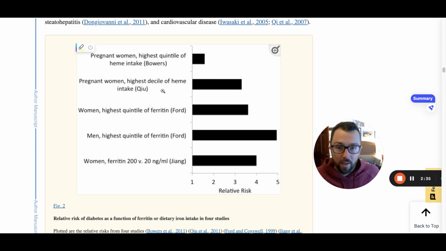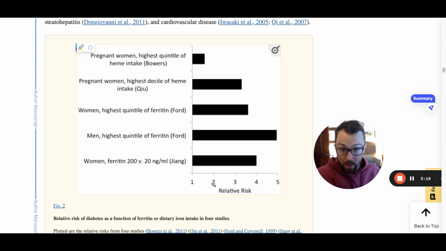Another study found that the same metric, right, in those pregnant women with the highest decile, so instead of a quarter, it's the highest tenth of women with iron intake, have a 3 times as likely chance of developing diabetes. Women with high ferritin, 4 times as likely. Men with high ferritin, 5 times as likely to develop diabetes. And then women with the high-end range of ferritin versus the low-end range of ferritin, right? Remember the acceptable values? It's 30 to 300 for men, 15 to 200 for women.